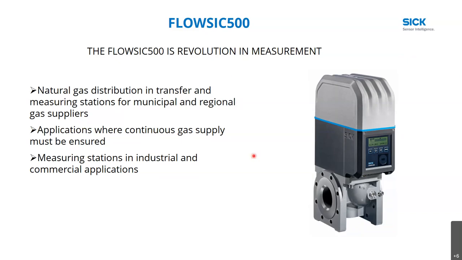So in this next section of the presentation, we're going to talk about the FlowSic 500 model, which is, again, originally designed for the downstream distribution segment of the industry. But we've also, over time, found many other applications where this can be used in the industry. The 500 is for natural gas distribution and transfer and measuring stations, applications where continuous gas supply must be ensured, and of course, measuring station and industrial and commercial applications.